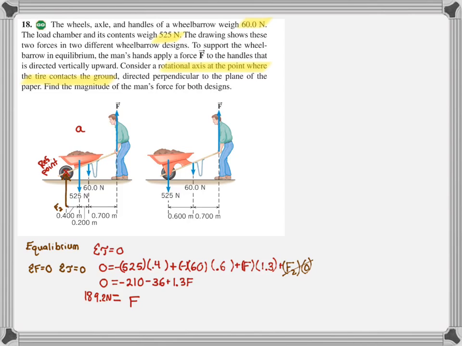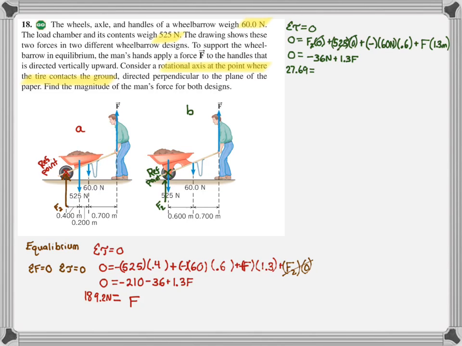We're still going to use the same reference point as the wheel. And we're going to start off with the net torque equation. So we're going to do F2 times 0 plus 525 times 0, because both the weight of the dirt and the normal force of the ground are exerted at the same point, which is the reference point, so it's 0 distance away. Plus the 60 newtons times 0.6, and that's going to be negative. And that's going to be plus F times 1.3.